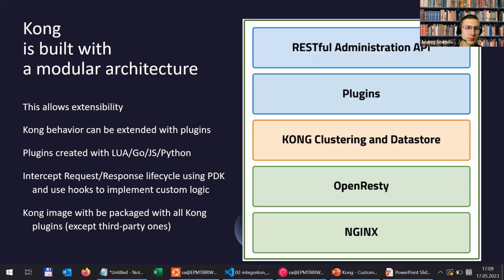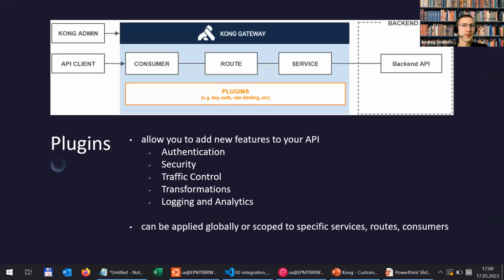Overall, a Kong image can be packaged with all Kong plugins except third-party ones, so that, for example, you can build up your images for deployment, development, production, and testing environments with whatever plugins you want to have on that particular environment. Here is the structure of the Kong API gateway and its infrastructure and blocks, modules of it. As you can see, here is the Kong admin API, which manages all Kong infrastructure and configurations.